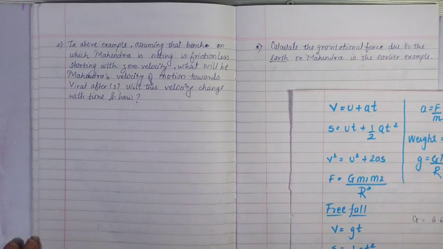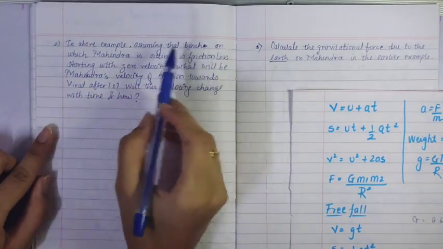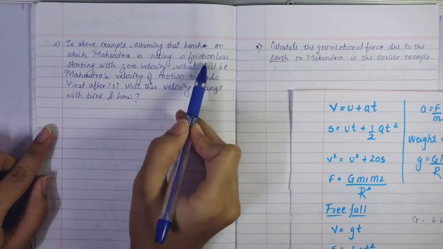Okay, so now let's move to the second sum. What does it say? In the above example, assuming that the bench on which Mahendra is sitting is frictionless.